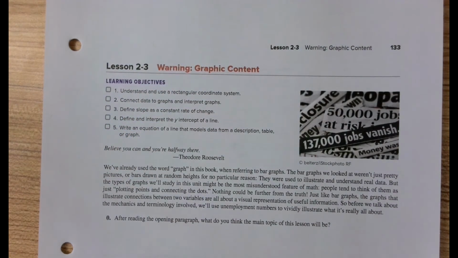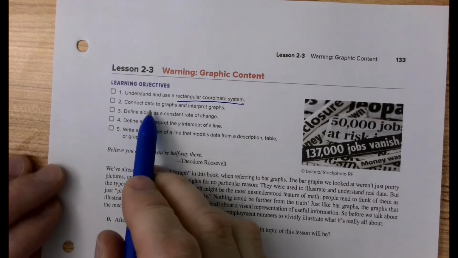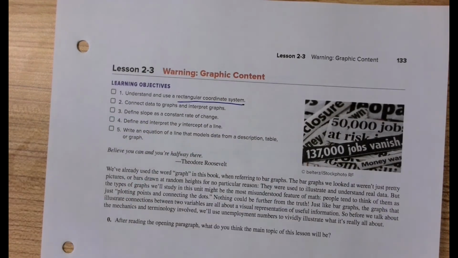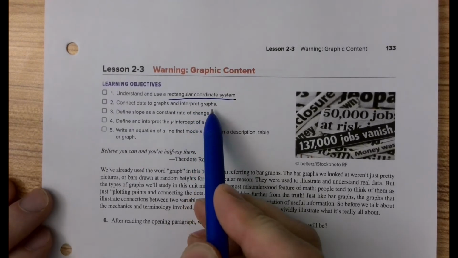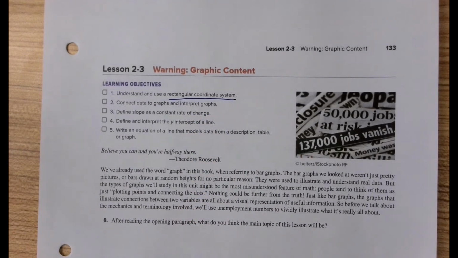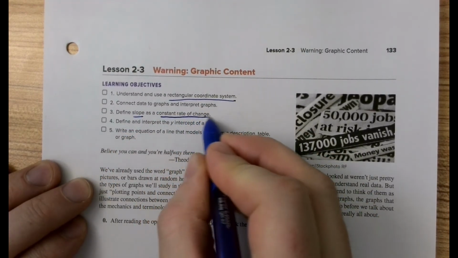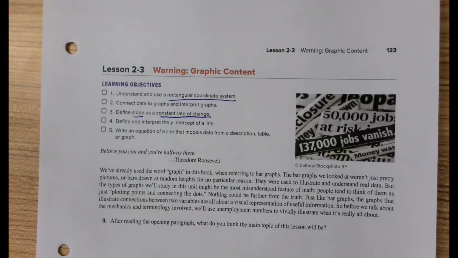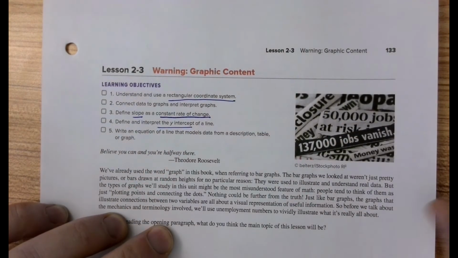Okay, so today we're going to figure out what's up with the rectangular coordinate system. We're going to check out data and their connection to graphs and how to interpret graphs. We've kind of already touched on this with pie charts and bar graphs, but we're going to look at a different type of graph today. Then we're going to note how slope is really just a constant rate of change, connected back to what we did in 2-2. And then we're going to make sure we understand how to interpret the y-intercept of a line.